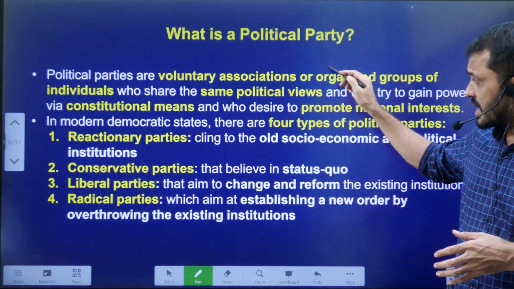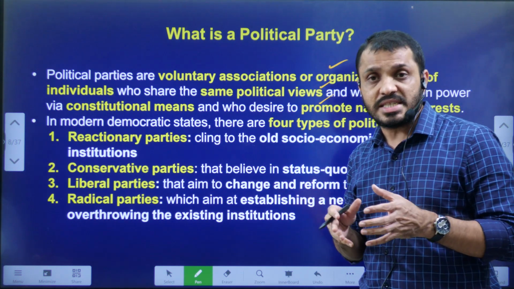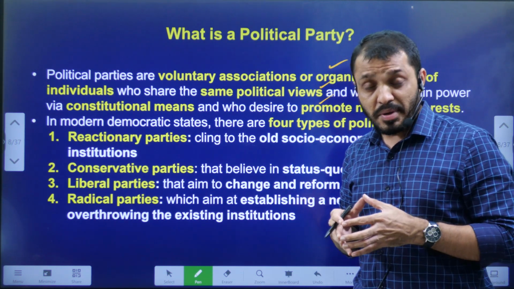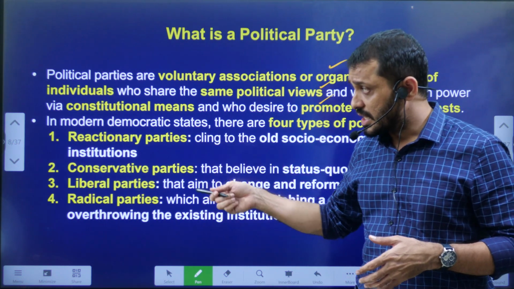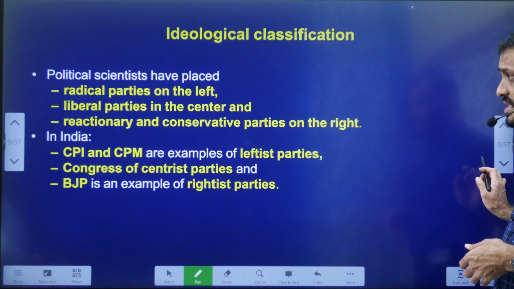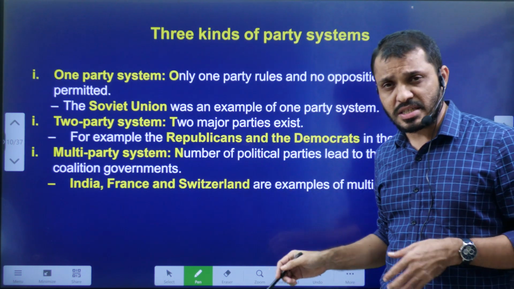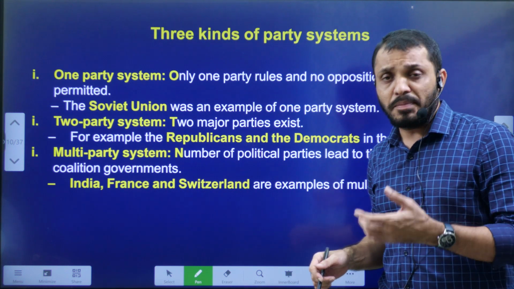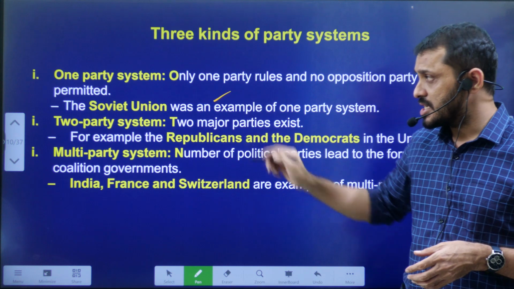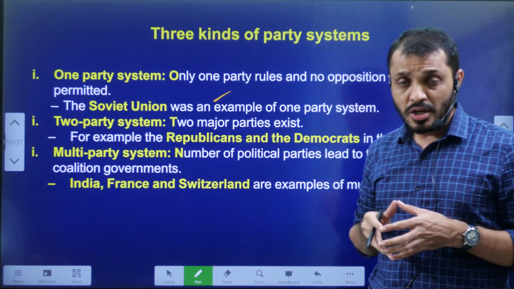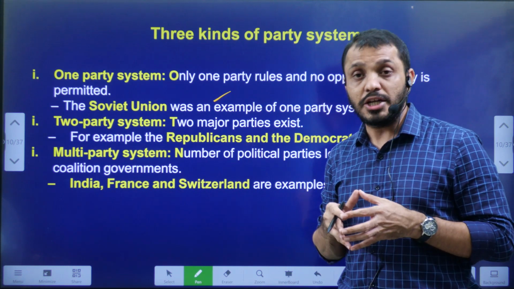Political parties contest in elections in indirect democracy, and based on the number of seats, they form the government. Based on the number of political parties, we can classify countries in different ways, such as one party system, two party system, three party system, and multi party system. One party system is where you can find only one political party, such as Soviet Union and Russia. Two party system, you can observe in countries like England and USA.